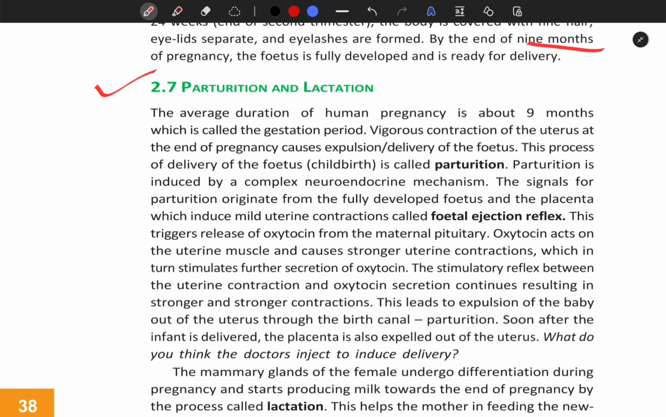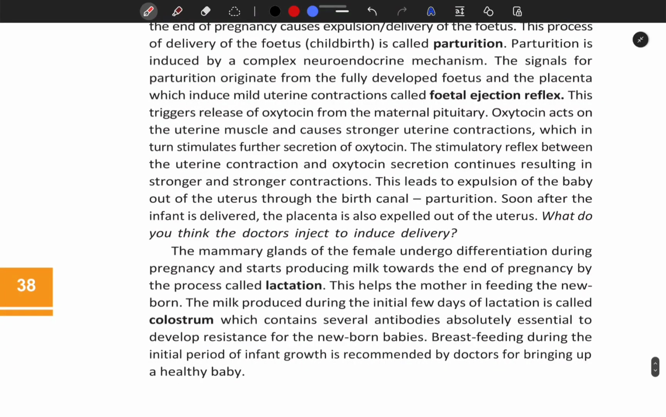The signals for parturition originate from the fully developed fetus and the placenta, which induce mild uterine contraction called the fetal ejection reflex. This triggers the release of oxytocin from the maternal pituitary. Oxytocin acts on the uterine muscle and causes stronger uterine contraction, which in turn stimulates the further secretion of oxytocin. The stimulatory reflex between the uterine contraction and oxytocin secretion continues, resulting in stronger and stronger contractions. This leads to expulsion of the baby out of the uterus through the birth canal, parturition. Soon after the infant is delivered, the placenta is also expelled out of the uterus.